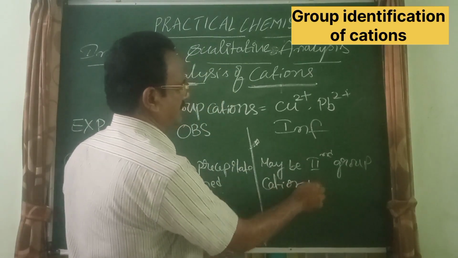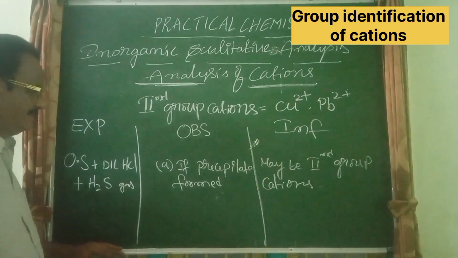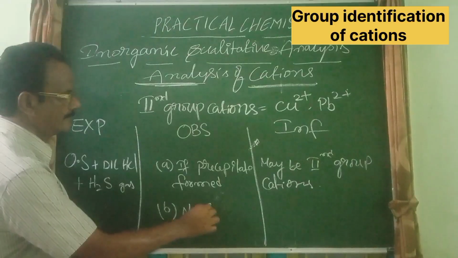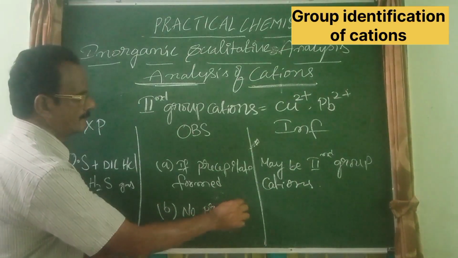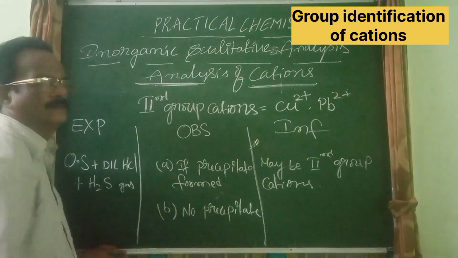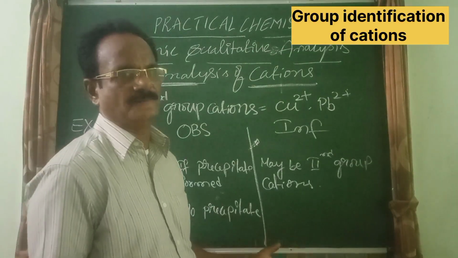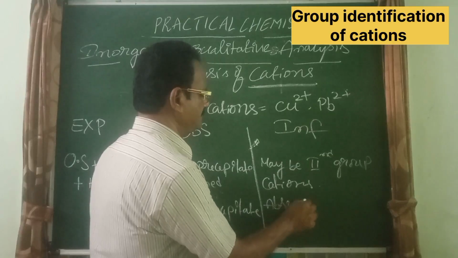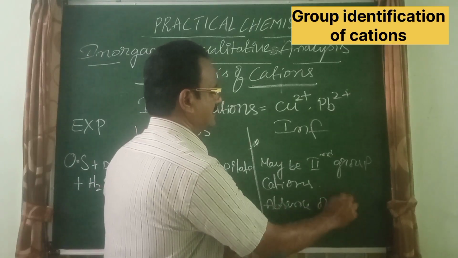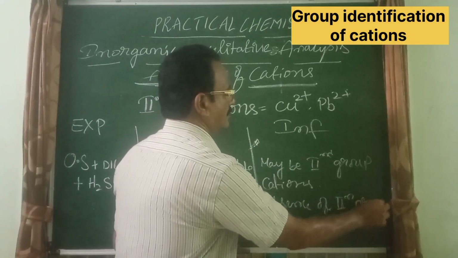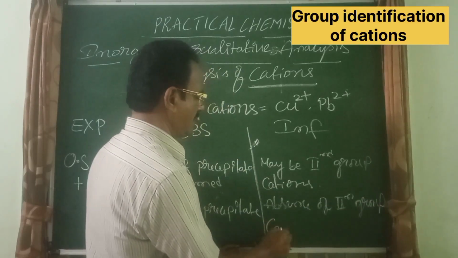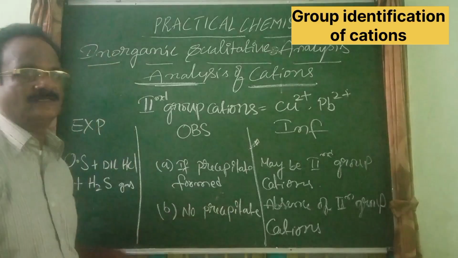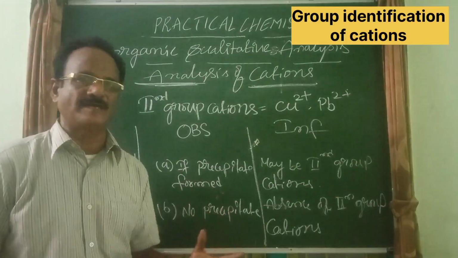Second group cations. Is it clear? If there is no precipitate, okay, second group cations are absent. Is it clear? Absence of second group cations. These are the observations during the identification of second group cations.